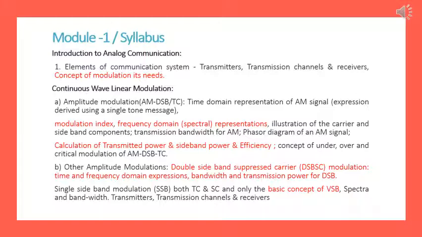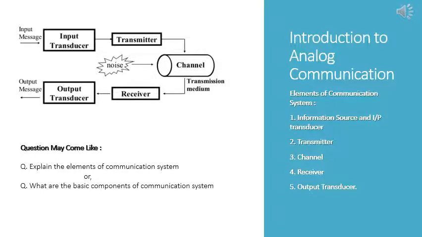So let's proceed with the module 1 topics one by one. Guys, let's start with the first topic in our module 1, which is the elements of a communication system, where you can see the entire communication system is divided into 5 major segments: information source and input transducer, then a transmitter, then a channel, a receiver, and at the end an output transducer. Concentrate on the three major parts: the transmitter, then the channel, and then the receiver. These are the heart of the communication system.